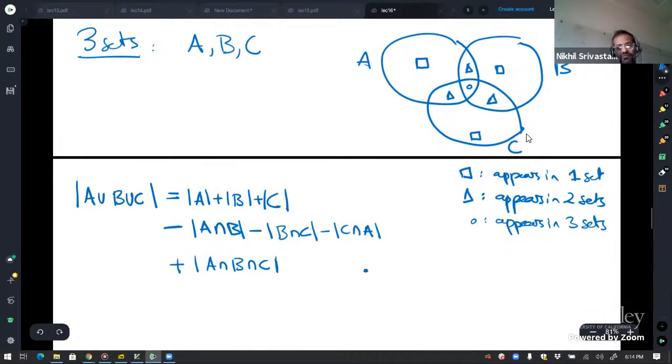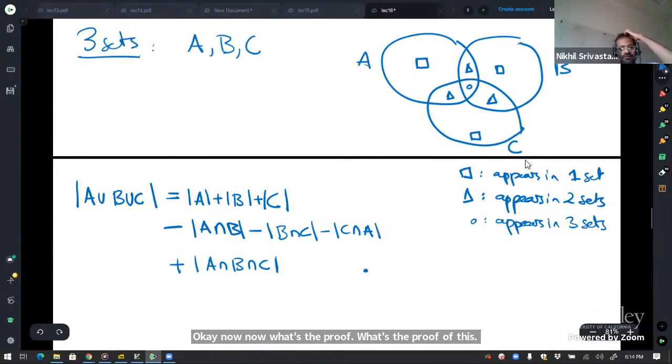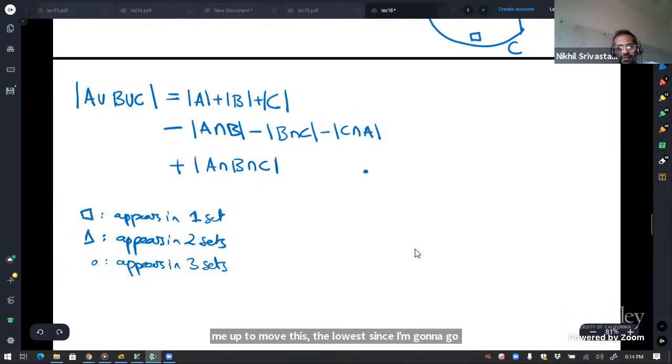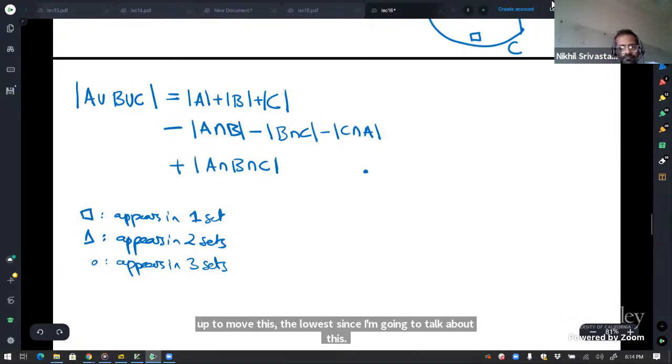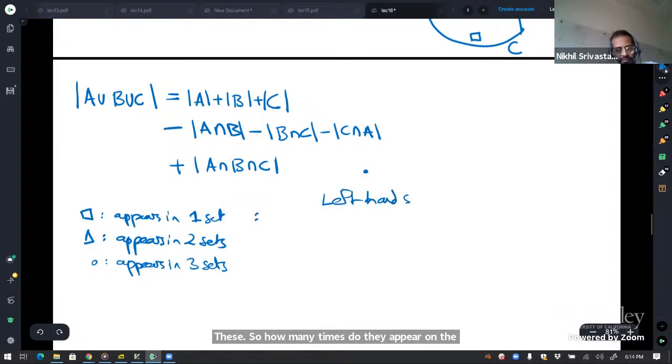Okay, now what's the proof of this? Well, I'm going to look at each of the three kinds of elements and count how many times they appear on both sides and with what sign. So let me actually move this below since I'm going to talk about this. Okay, so these square elements: how many times do they appear on the left-hand side? And how many times do they appear on the right-hand side?